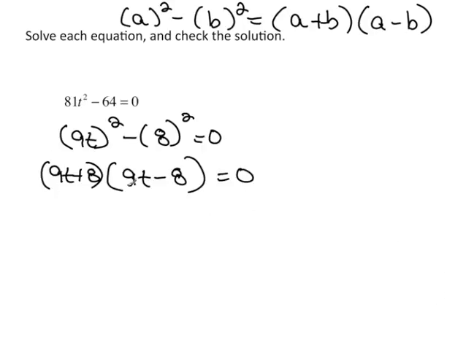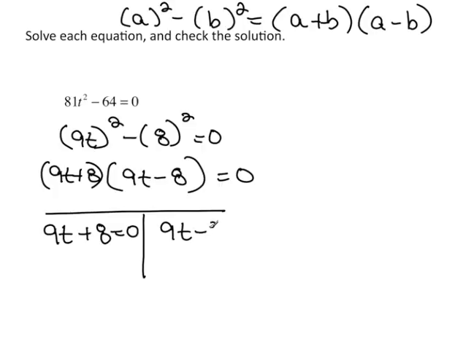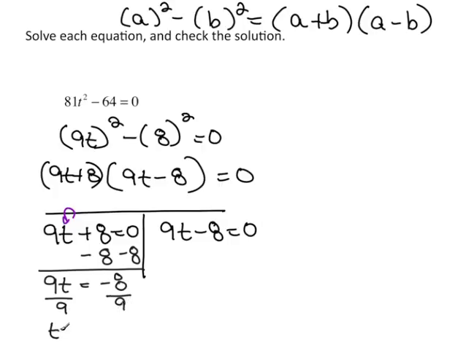Because my binomials are now equal to 0, I have to set each of the factors equal to 0 and solve for the variable. So I get 9t plus 8 equal to 0, and then 9t minus 8 equal to 0. I'm going to solve for t here, and I have to undo what's being done. So I subtract 8 from both sides, and I get 9t is equal to negative 8. Then I divide both sides by 9, and I get t is equal to negative 8/9.